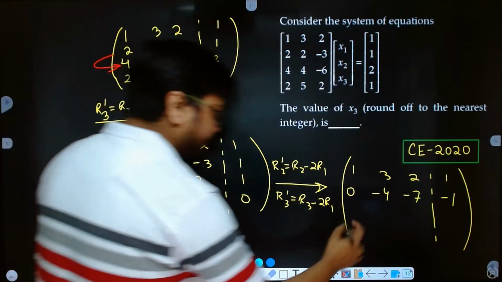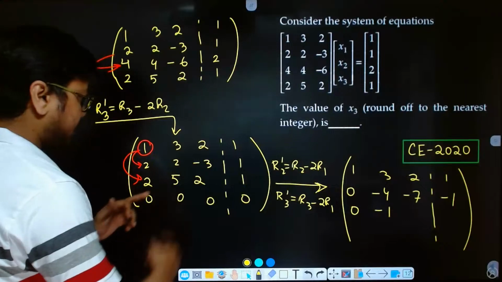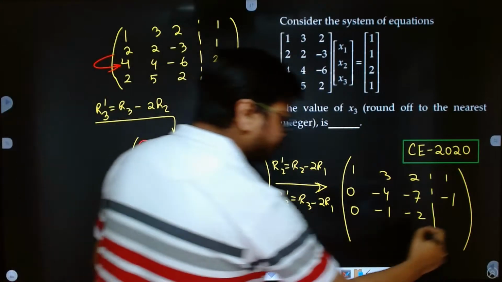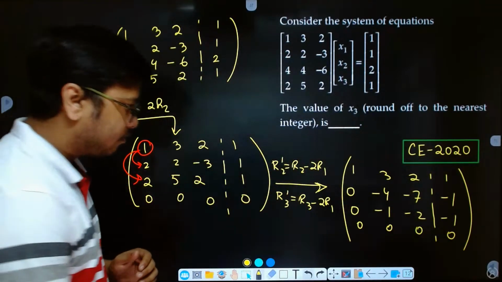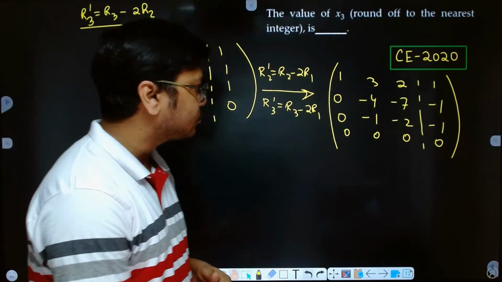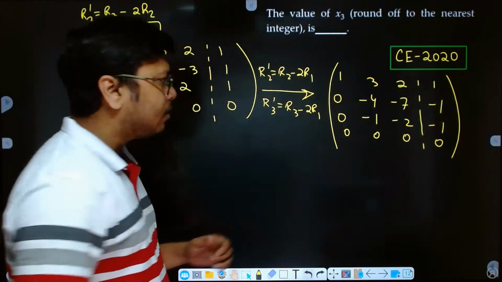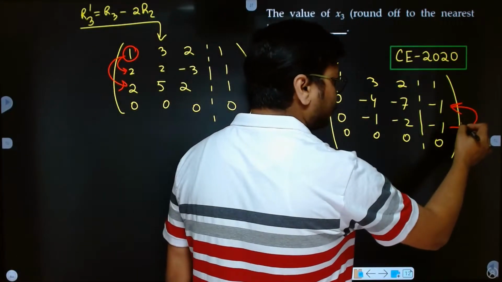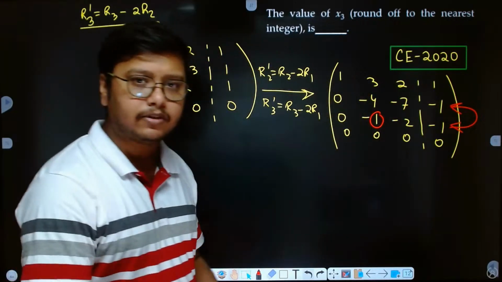Then again the same thing: 0, minus 1, minus 2, and minus 1, 0, 0, 0, 0. Okay, so we have got something like this. We want to simplify this as much as possible. Let's move out all the minus signs that we can see, and let's interchange these two rows because I want this 1 in the upper position. That will help me for the next computation.